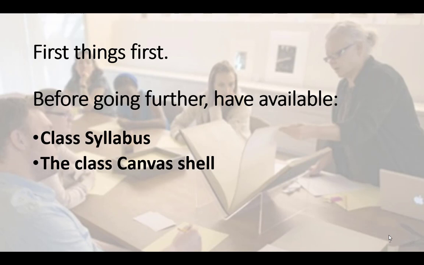Before you go any further, please access a copy of your class syllabus. You have two choices here. You can use the one posted at the Canvas syllabus page, which has a print option, or you can go there and download a hard copy version from the links on that page. Also, open the class Canvas shell because we'll discuss both it and the syllabus.